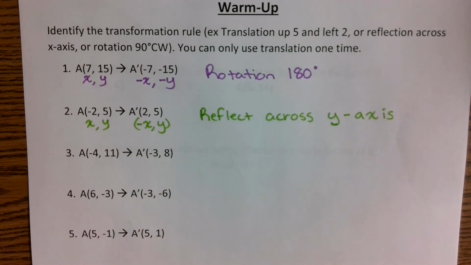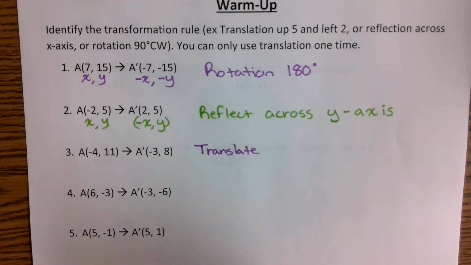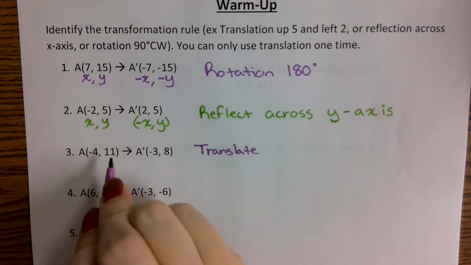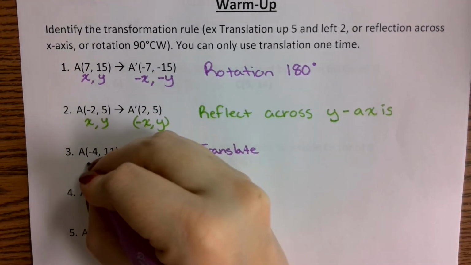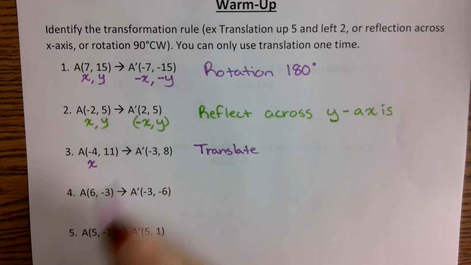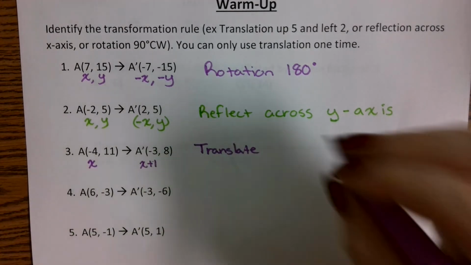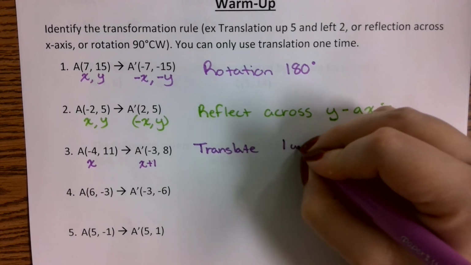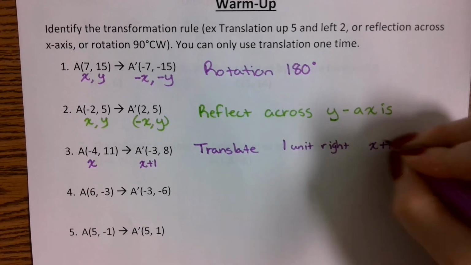And then problem number 3, yeah, we identified that it would be a translation. But what are we translating by? That's the important thing. So we know we're going to translate. We're going from -4 to a -3, and then we're going from 11 to an 8. So -4 to a -3, is that value increasing or decreasing? Increasing. And what is it increasing by? 1. So we know that the rule is going to be 1 unit to the right, or you could put x plus 1.